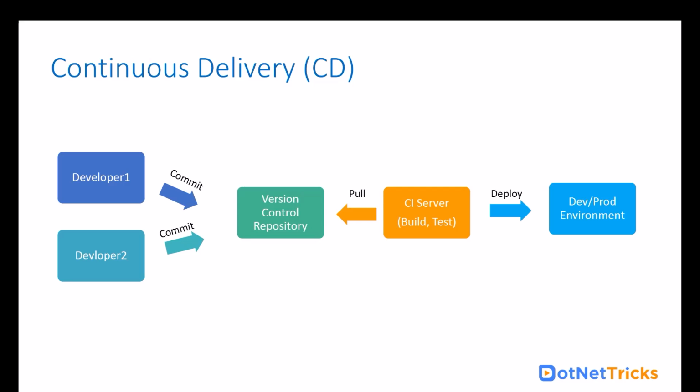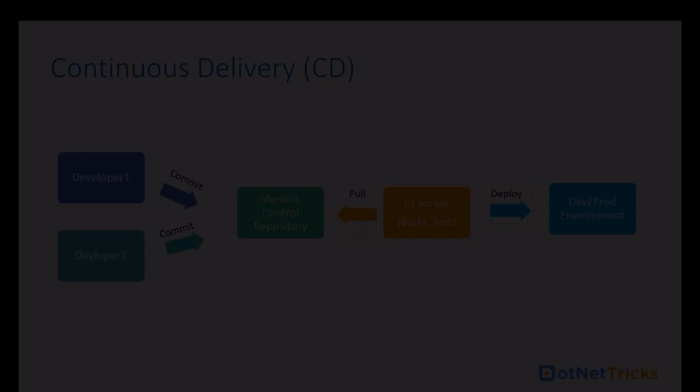Or it's up to you which environment you use for deploying the code. You can deploy the code to the development environment, to the staging environment, or to the production environment. So after continuous integration, we deploy the code to the specified environment. So this is about continuous delivery.